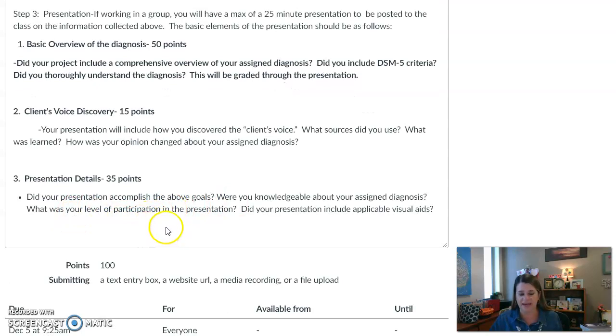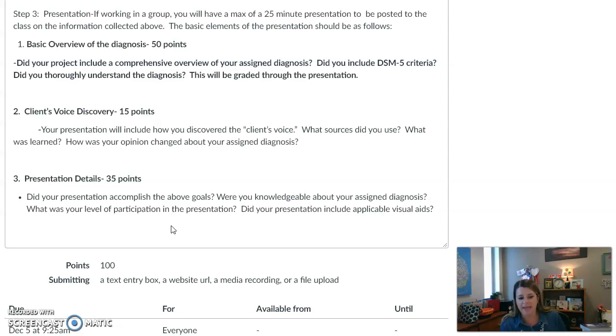What am I looking at here? These are the things like: did you accomplish the goals? Did you go above the goals that I've asked for? The goals being this criteria I've talked about. Were you knowledgeable about your assigned diagnosis? If you're working in a group, I'll look at your level of participation.